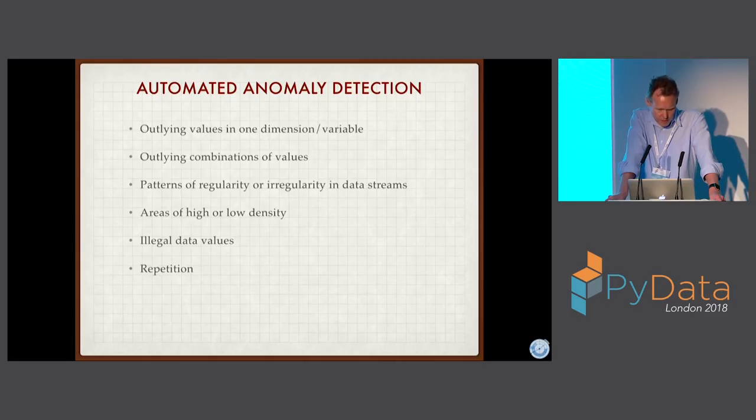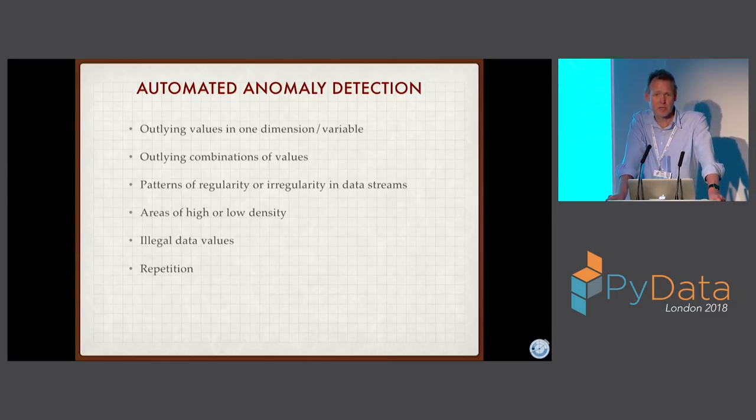So let's just talk a little bit about the kinds of things that we might detect as anomalies. Some of the sorts of things that we're looking for are just outlying values of single dimensions or single variables. So, prices that are much too big or successive events that are much too close together. If they're supposed to be from a human and you're getting 100,000 a second, that's not an ordinary kind of a human.